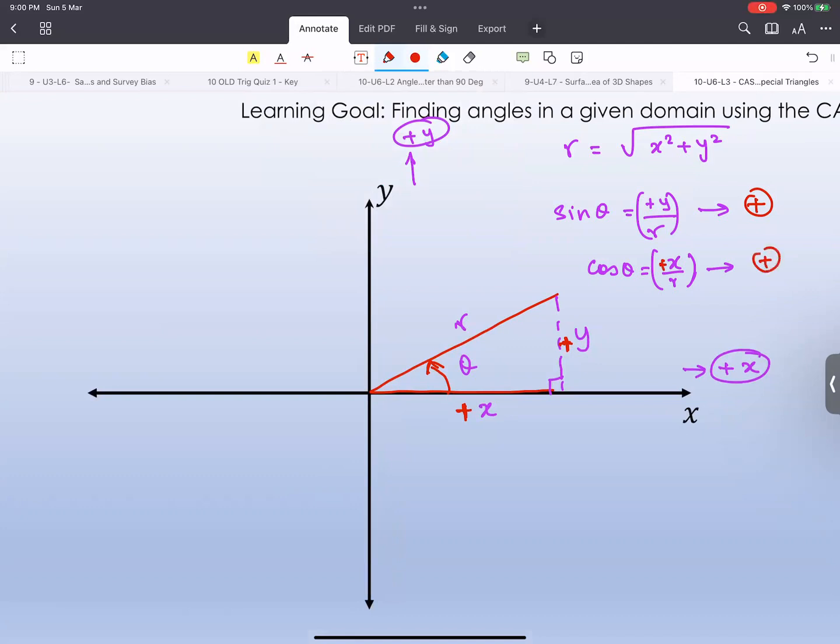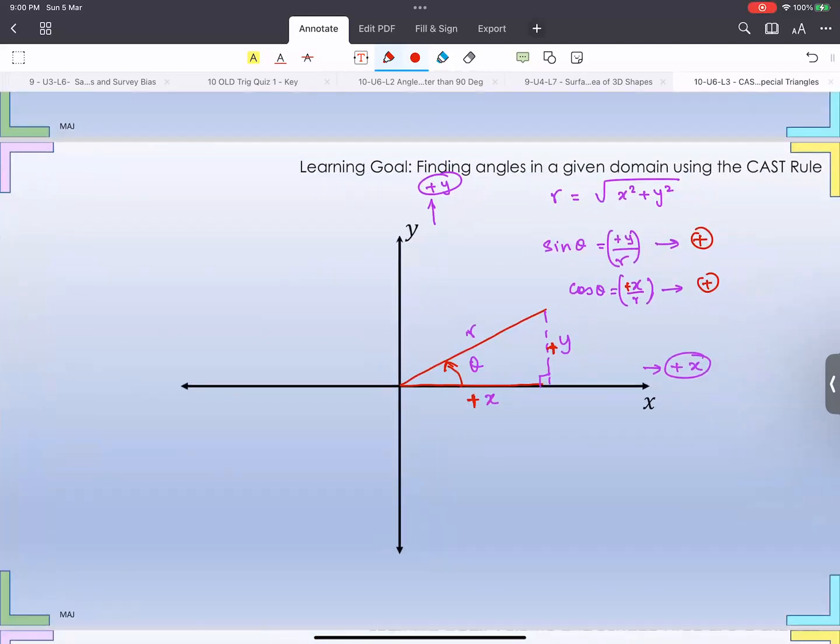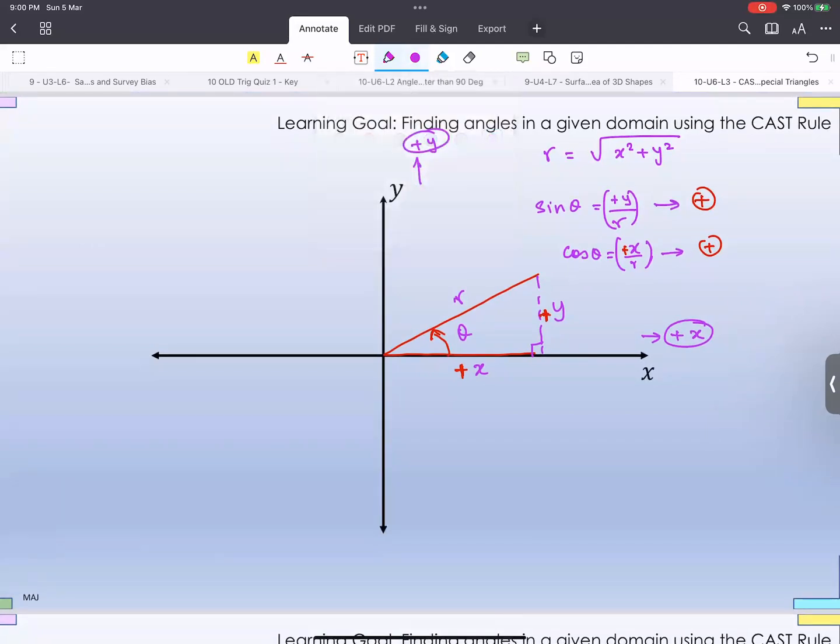Because x is positive. And what's going to happen with tan theta? Tan theta is opposite over adjacent, so y over x, and both are positive. This is positive and this is positive, and as a result, this also becomes positive. So sine, cos, and tan are all positive. All. So that's where the A comes from: A for all, all positive.